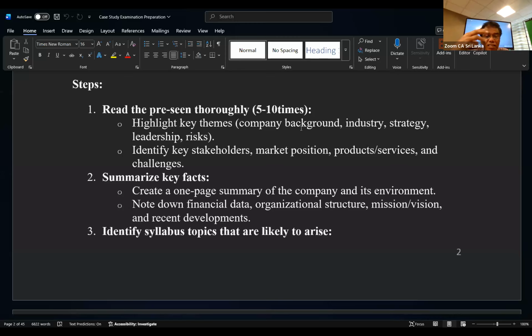So you can collect this information now, because now you are working in that company and you are going to play a role there. You already mentioned that role, what you are going to do there. Some clues are there, so then you can collect this information. Now this pre-seen analysis, you have to do those things.